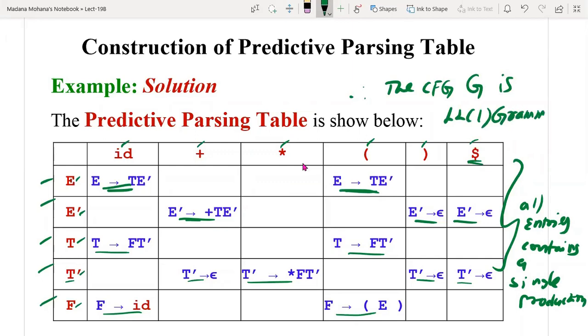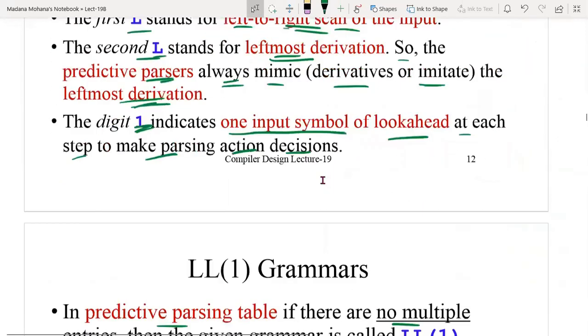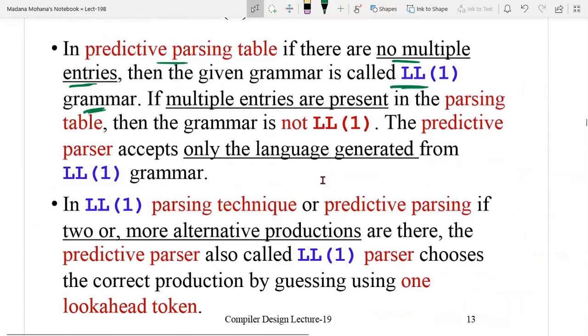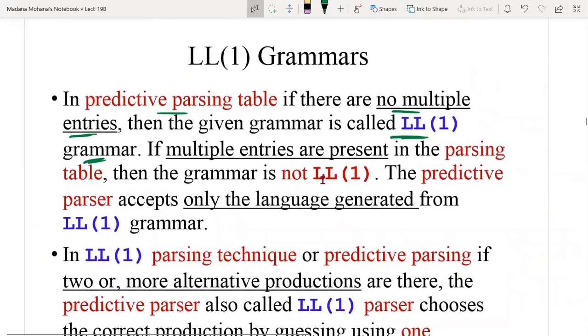Once you know the construction of the predictive parsing table, this is very simple. By seeing the entries in the table, if all entries are single, then you can say the given grammar is LL1. Suppose multiple entries are there, even if at least one entry contains more than one production, then we can say the grammar is not LL1. Compulsorily, every entry must contain a single production. Therefore, in the predictive parsing table, if there are no multiple entries, then the grammar is said to be LL1. If multiple entries are present in the parsing table, then the grammar is not LL1.